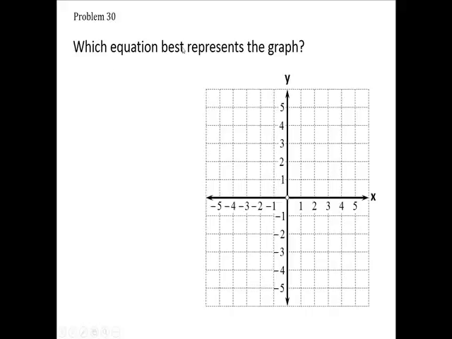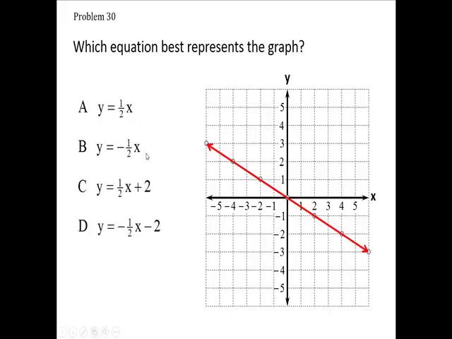Which equation best represents the graph of the red line? And we have four choices. The bottom two choices have a +2 and a -2 out here. The top two choices, if you have to have a number out here, you'd say +0 and +0. Okay? So the bottom choices have a 2 and a -2, and the top two choices, either you don't have a number or you could say they have 0.